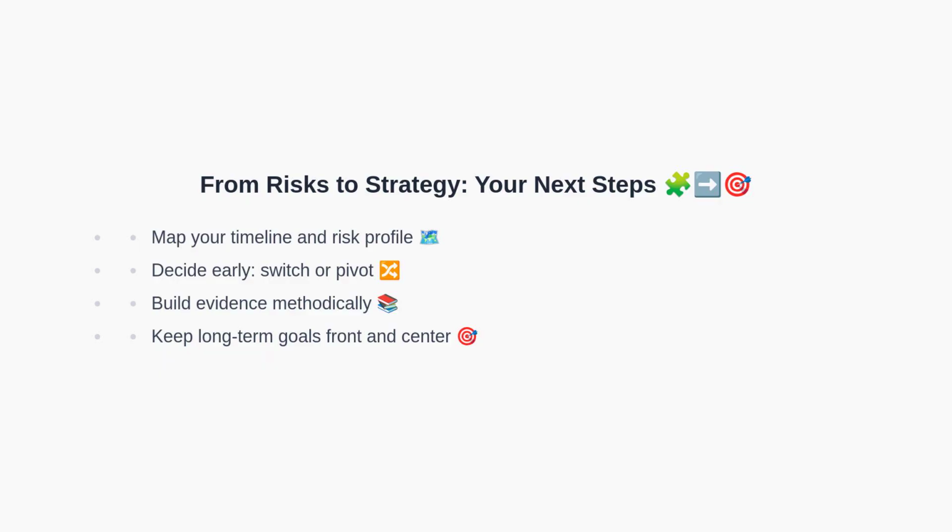As you approach program caps, evaluate your timeline and risk profile. Decide early whether a switch aligns with a genuine exchange purpose or whether a pivot to another category better serves your long-term goals. Build your evidentiary record methodically and ensure that your next steps align with both compliance and strategy. Finally, let's summarize and close with a call to action.